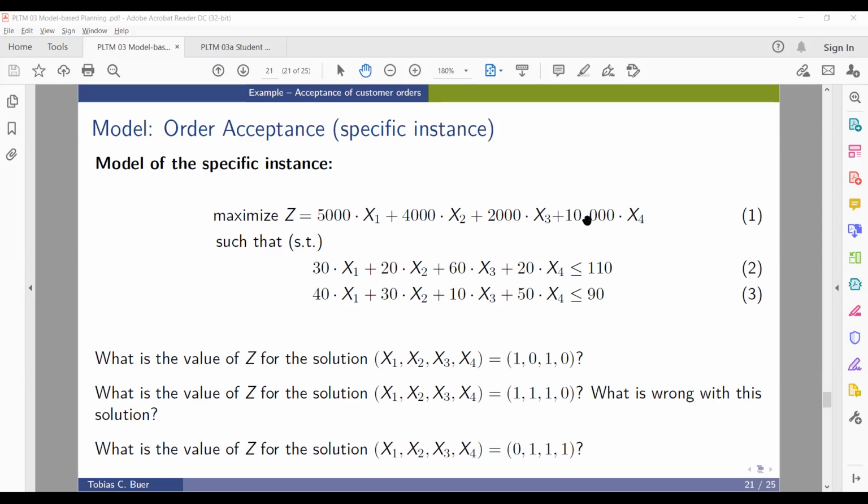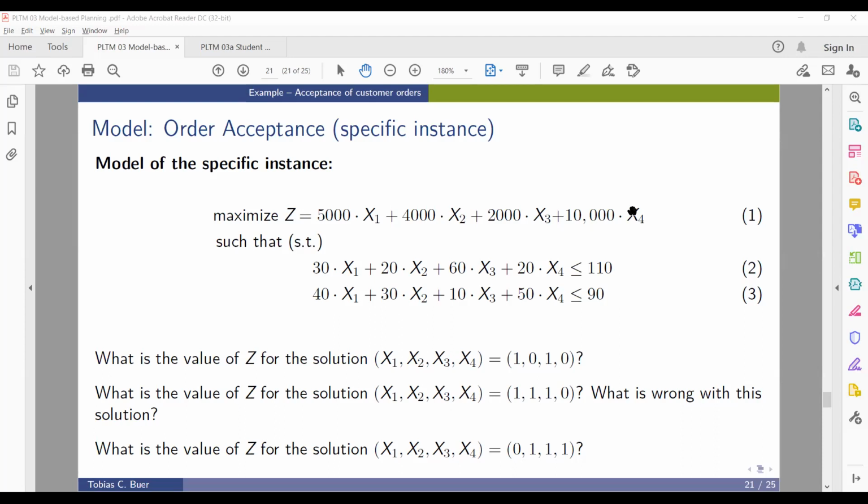In function number one, we call this the objective function. Then we have 5,000 times x1, 4,000 times x2. Where are these numbers coming from? 5,000, 4,000, 2,000, 10,000. Why are they suddenly here? Where is this coming from?